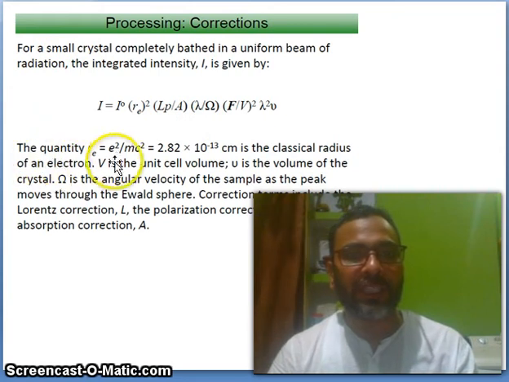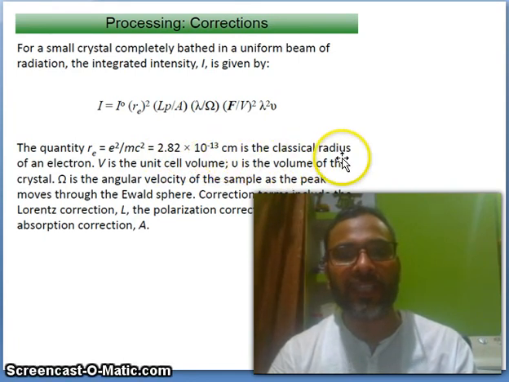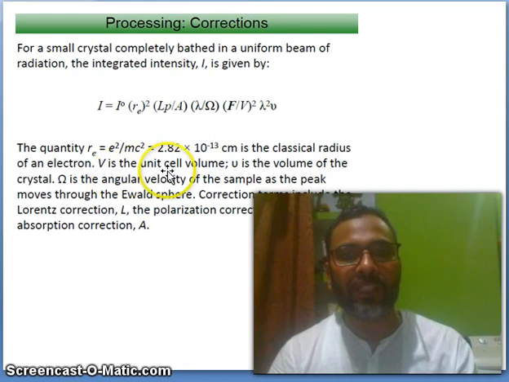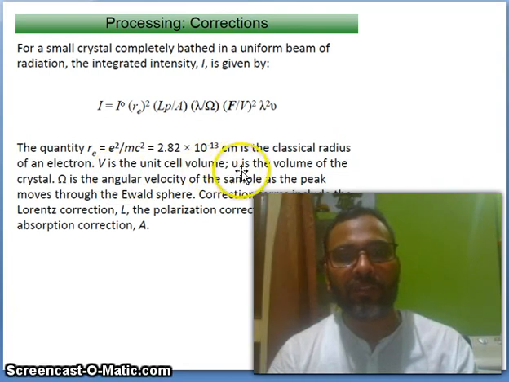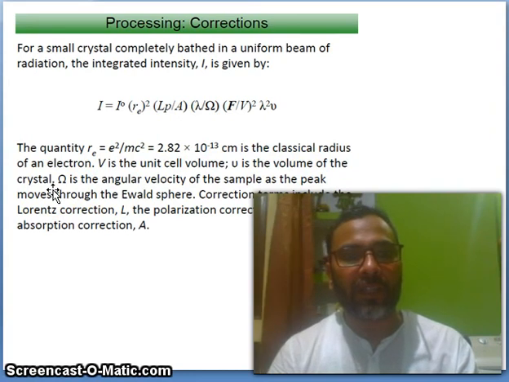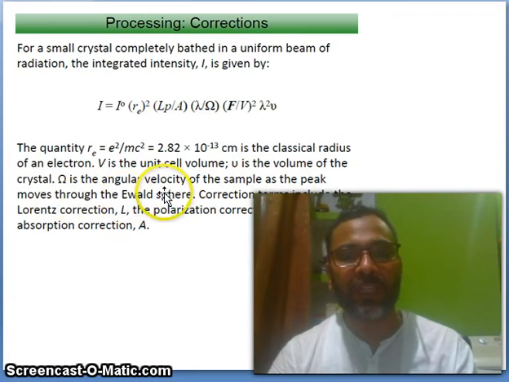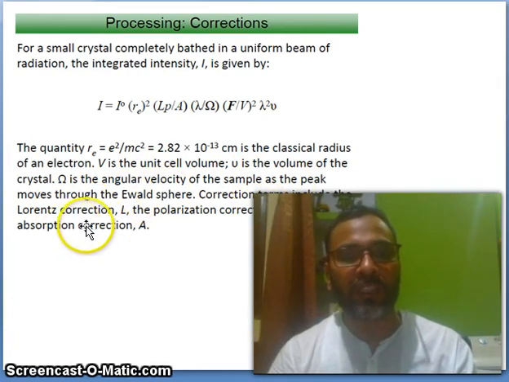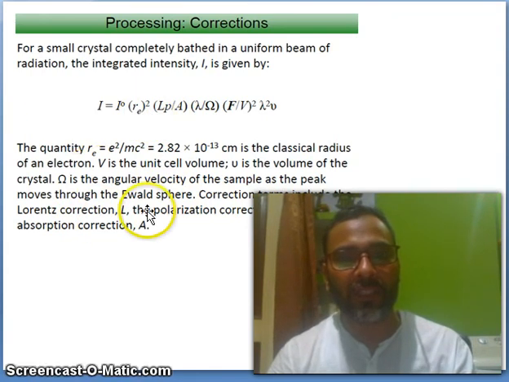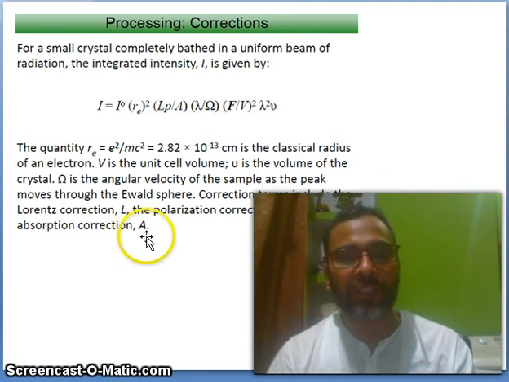The quantity r e is equal to e square by m c square, 2.82 times 10 to the minus 13 centimeter, is the classical radius of an electron. V is the unit cell volume, v is the volume of the crystal, and omega is the angular velocity of the sample as the peak moves through the Ewald sphere. Correction terms include the Lorentz correction L, polarization correction P, and the absorption correction A. So all these three corrections are here.